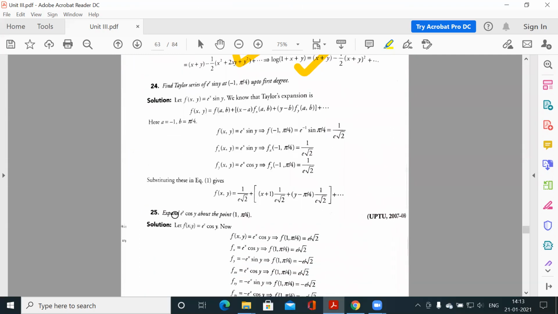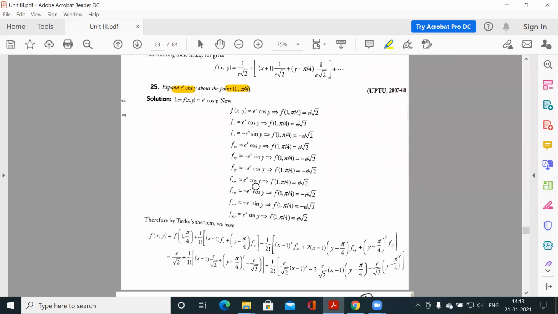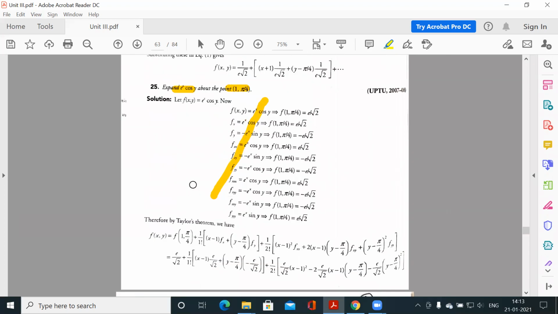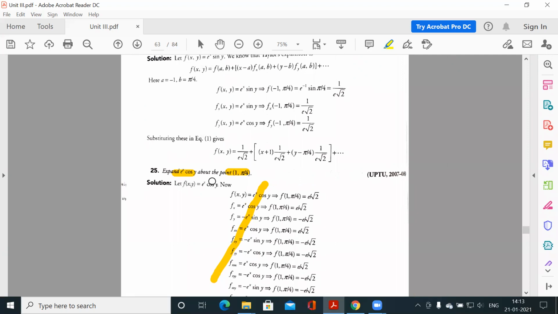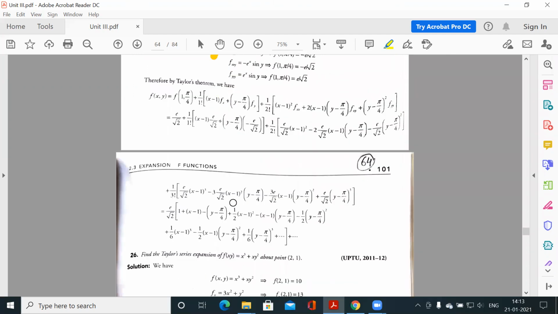Now this is your function, the point is 1, pi by 4. This is your function, the point is minus 1, pi by 4. You only need to calculate the partial derivatives. This is more or less the partial differentiation topic. You only have to evaluate the partial derivatives and substitute them in this formula. So this is your expansion.